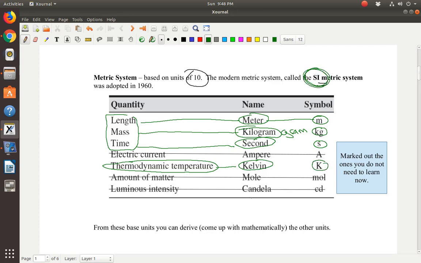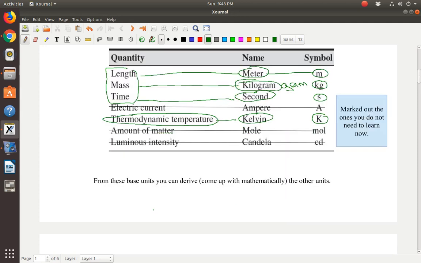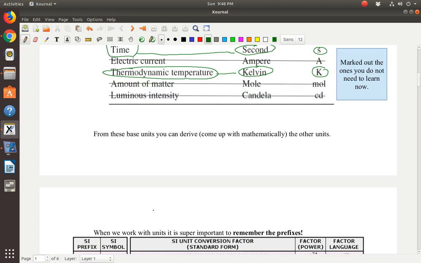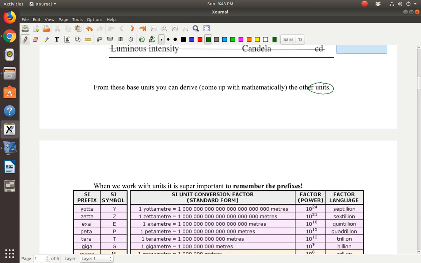You need to know the SI units. And I marked out the ones you don't have to memorize, but the others you must memorize. From these base units, you can derive, which just means do some math, and you come up with the other units. And I'm not going to worry about deriving them for you right now. Some of them you might come across later on in the year.